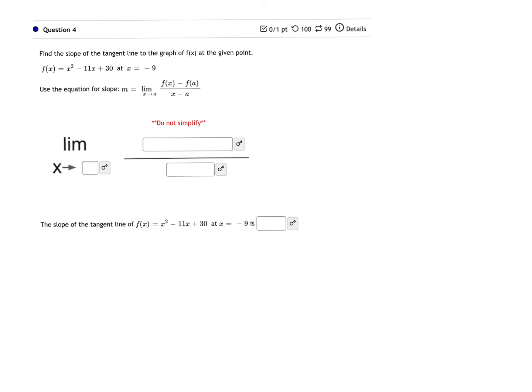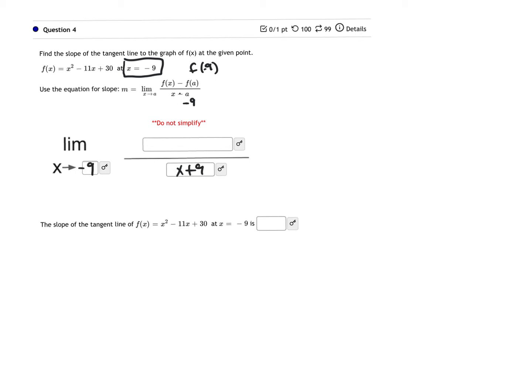So the first thing I'm going to do is say, where do I want to find that tangent line at? I want to find it where x is equal to -9, so that means I have to take the limit as x approaches -9. This means that my f of a is just going to be f of -9, and a is -9. So if you do x minus a, that's x minus -9, which will give me x plus 9 on the bottom.